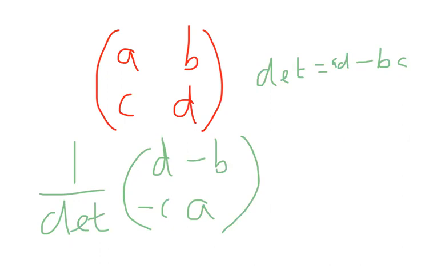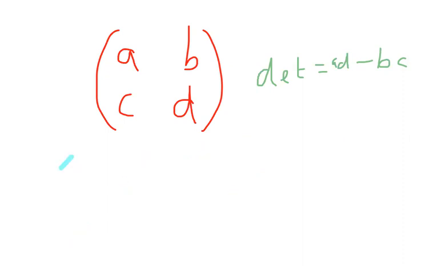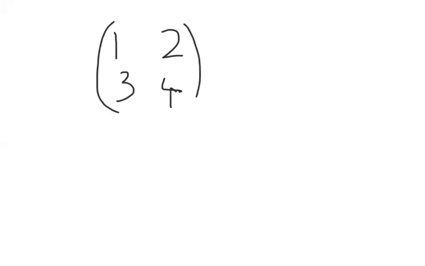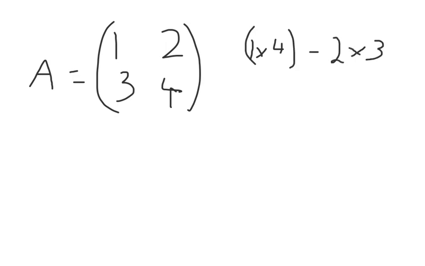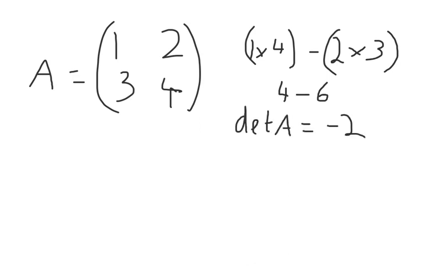So let's put this in practice. Let's say we have a matrix, let's just do a simple one to start off with. Let's just do 1, 2, 3, 4. And let's just call this A. So the determinant of A is going to be 1 times 4 minus 2 times 3. And that's just the same as 4 minus 6, which gives us a determinant of -2.